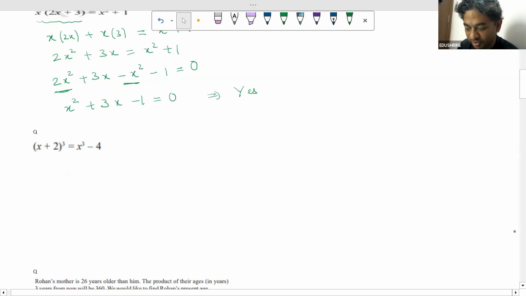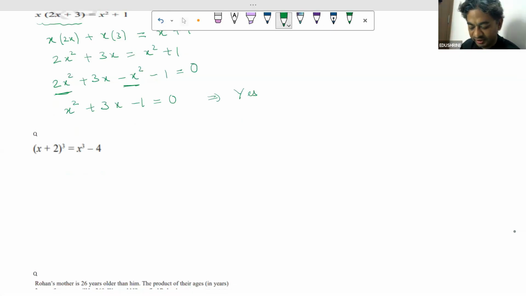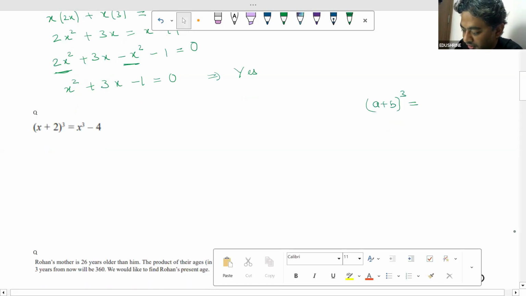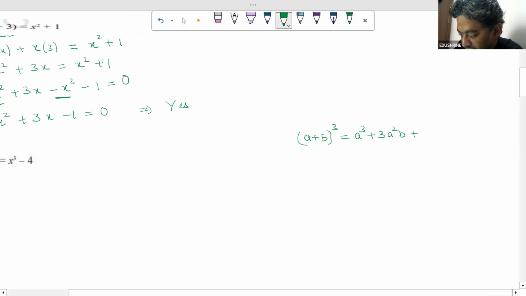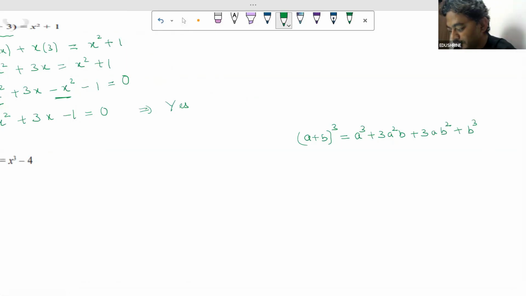You should know a plus b whole cube formula. That's all. Very basic things we are doing. Right. So now see guys, I'll write here. What do we know? What is a plus b whole cube? This formula everybody should know. If you do not know, then you should write it. A plus b whole cube is equal to a cube plus 3a square b plus 3ab square plus b cube. This is the formula of a plus b whole cube.